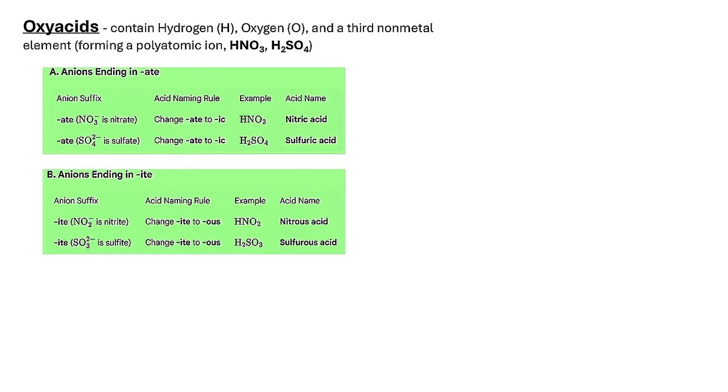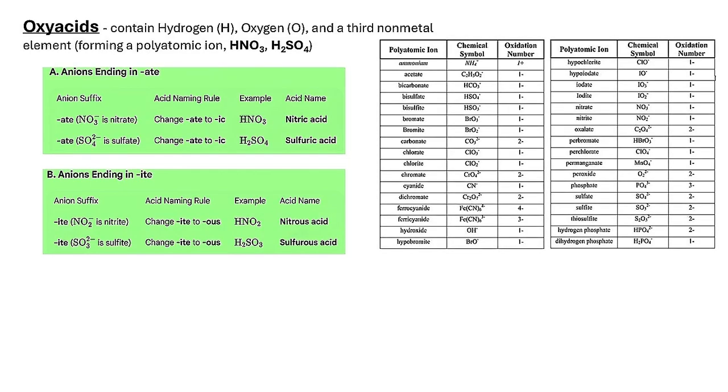Next one, oxyacids. For oxyacids, we're going to use the polyatomic anions, not the cation. Although there is a cation involved, the ammonium, we're not going to use that. We're going to use the anions, the ones with a negative oxidation number. So how do we name these acids with polyatomic ions?